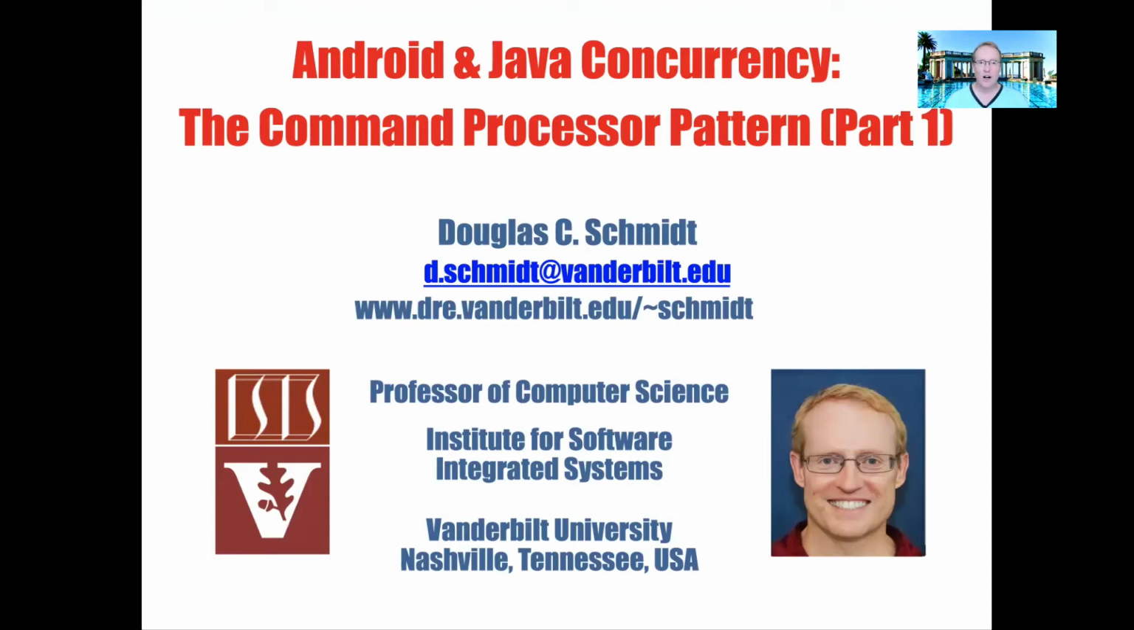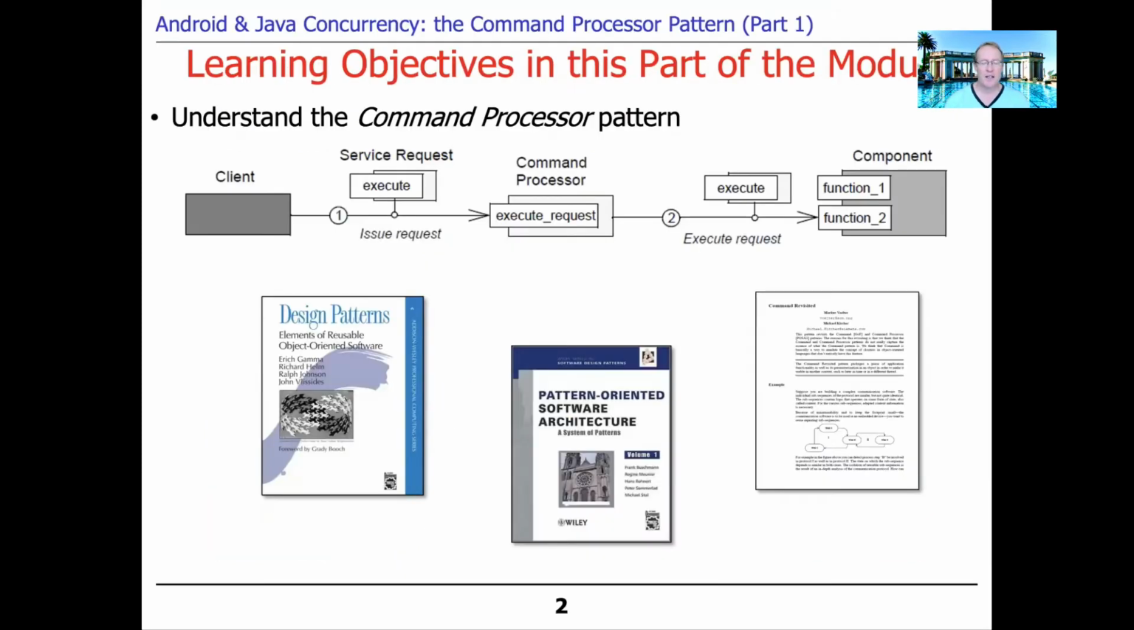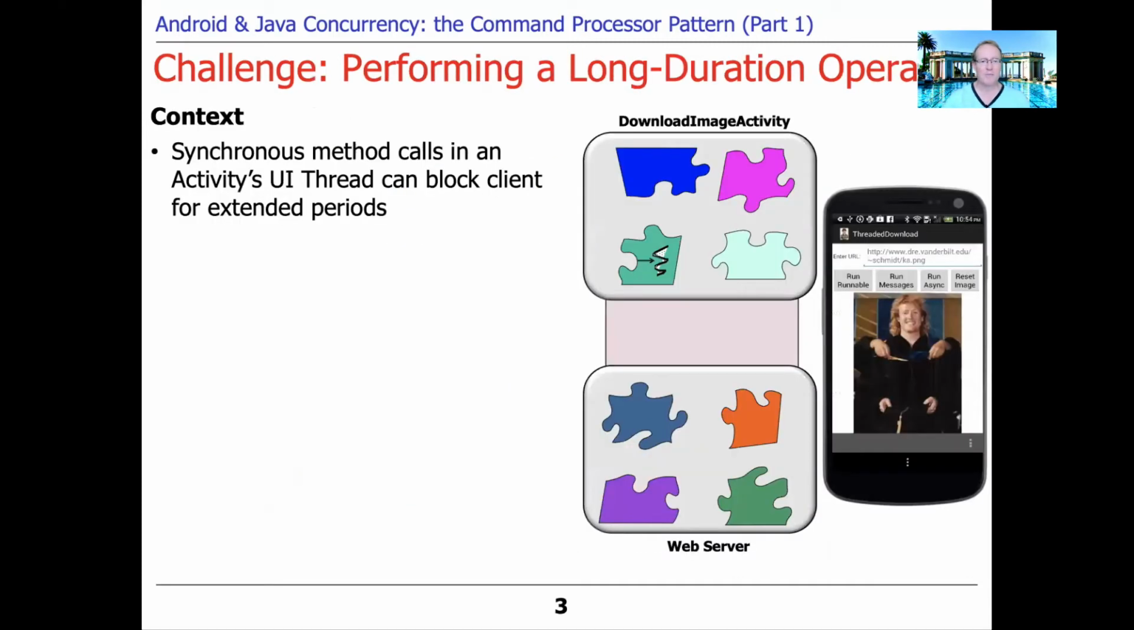We're now going to continue our coverage of Android and Java concurrency patterns by focusing on the command processor pattern. This pattern appears in several locations, starting initially in the so-called POSA 1 book, and then also being considered in a later paper called Command Revisited. I'll provide links to all this information. It's also important to realize that the command processor pattern builds upon a pattern from the Gang of Four book called the command pattern that we'll also briefly touch upon.